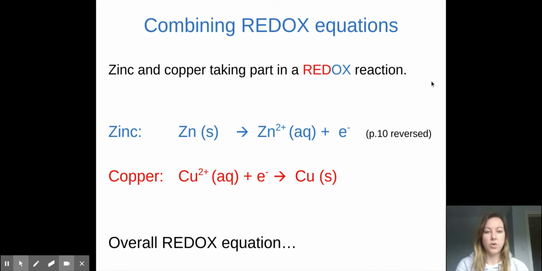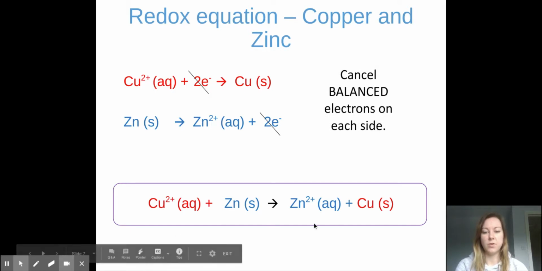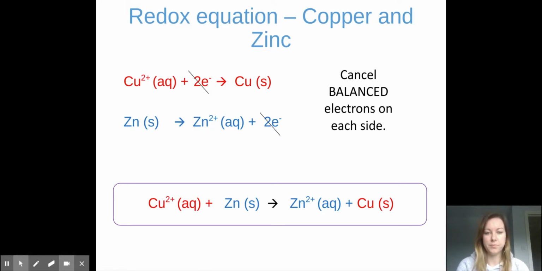To get an overall redox equation, that should say page 12, all we have to do is combine the two equations, and we can do this by cancelling out the electrons on both sides. So we take our two equations, cancel out our electrons, and we end up with the full balanced equation at the bottom. That is called the redox equation. Hopefully all of that is pretty familiar because we have done it in Nat 5 and we've already covered it at higher. So I'm hoping that everybody will be very familiar with that.